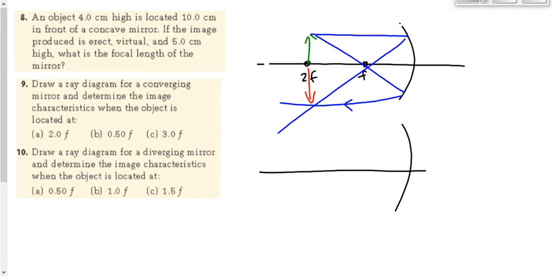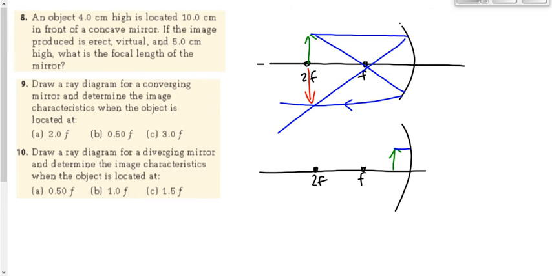Here's my mirror again. Here's F. Here's 2F. This time we're going to put it way, way in here. This is really close. Remember, this is the picture that I showed you when we first introduced this lesson, the picture of the guy looking in the mirror, seeing this massive right side up image of himself.